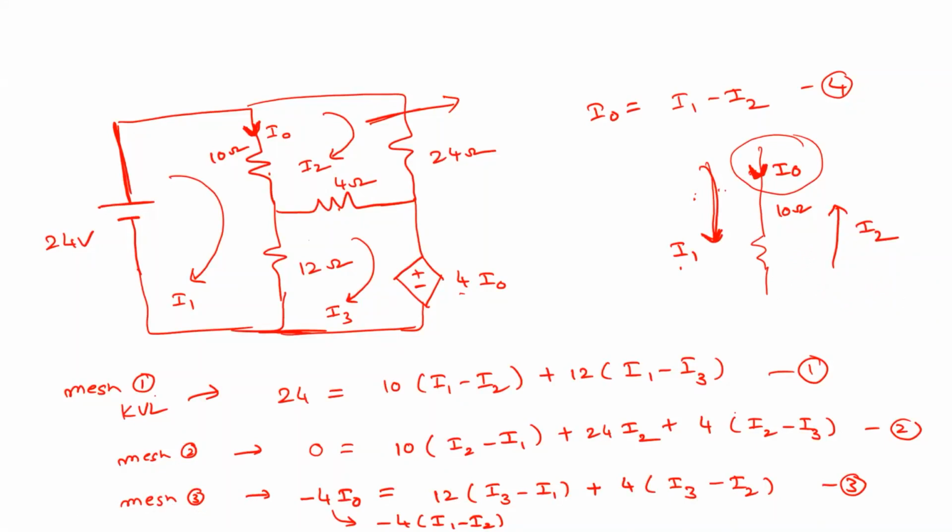So how to solve the problem when you have dependent sources? For example, in the same problem, instead of this, we have something like 4 into Vx.